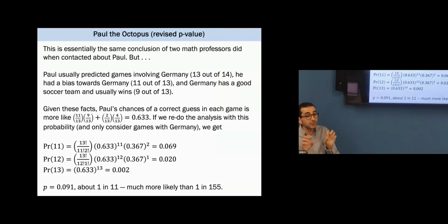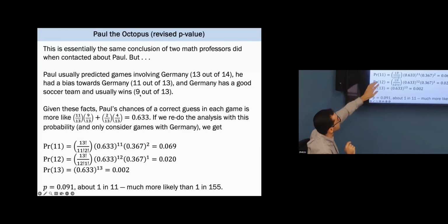Now, let's add some more information in our calculations. So, okay, we have 12 out of 14 predicted correctly. Now, we know that Paul usually predicted games involving Germany. So 13 out of 14 games involve Germany. Then the octopus had a bias towards Germany. In other words, he predicted 11 out of 13 times that the Germany team will win. And actually Germany has quite a good team, and they won 9 out of 13 games.